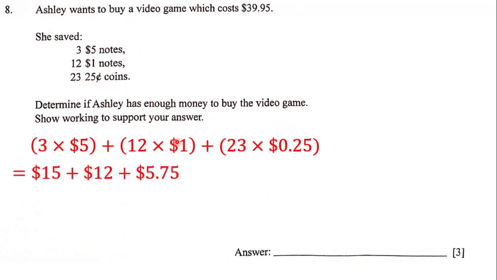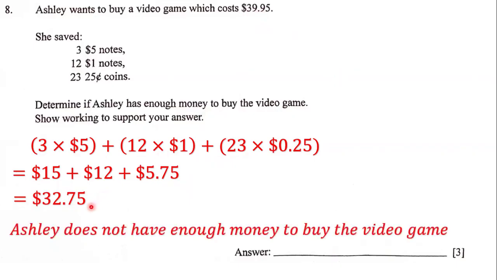Next, we multiply. So we say 3 times 5, which is 15. 12 times 1, which is 12. And 23 times 0.25, which gives us 5.75. Next, we add all of this. And when we add it, we get $32.75. So that means that she has $32.75, but the video game costs $39.95. And so the answer is no, she does not have enough money. Ashley does not have enough money to buy the video game. And that's our answer to this particular question.